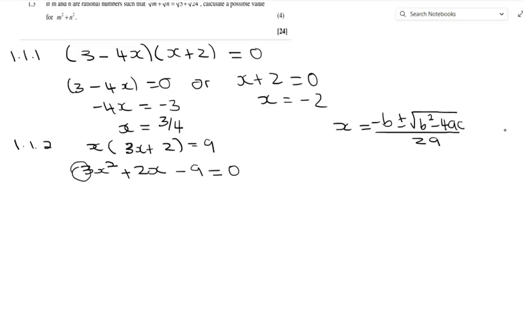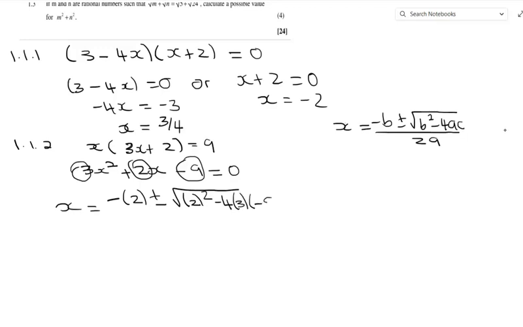Okay, this is our a, this is our b, and this is our c. So x is equal to minus b, which is minus 2, plus or minus the square root of b squared, which is 2 squared, minus 4a, where a is 3, and c is negative 9. And this is over 2a, where a is 3.